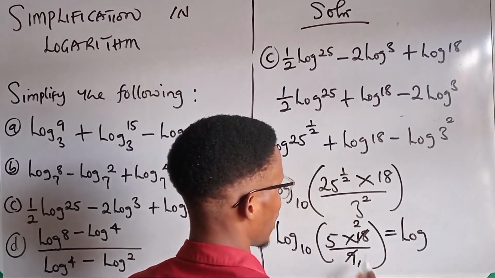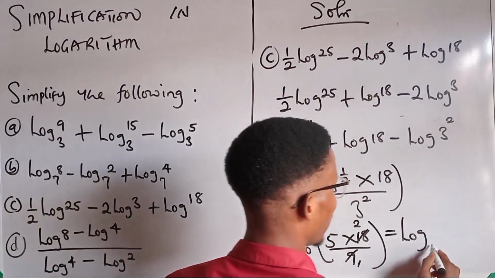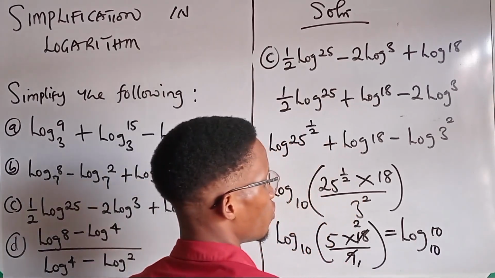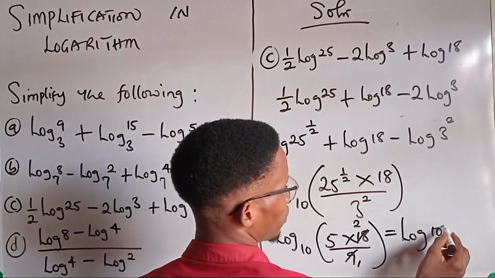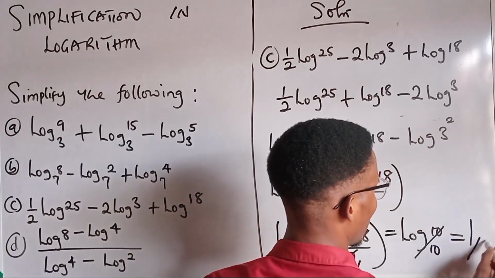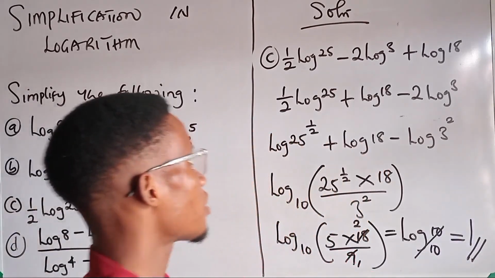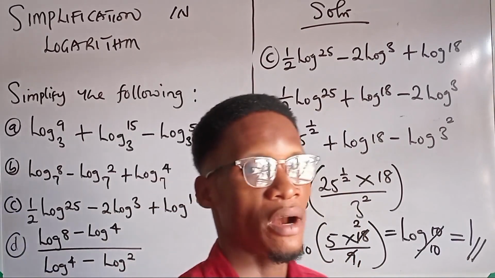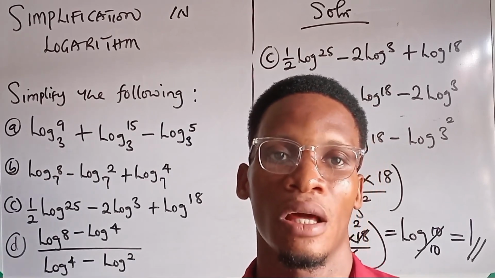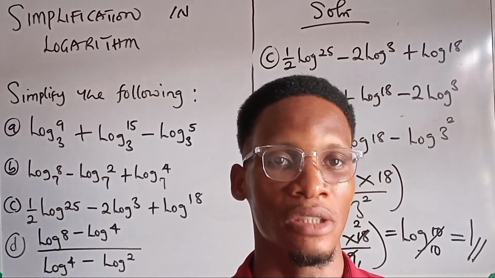5 times 2 is 10. So we're having log of base 10 here. Should now be 10. Then when you use this form, this can go. This is equal to 1 as your answer. That is the answer for this problem. All right, you can see how many laws of logarithm were applied in order to get that final answer. That's how you'll be checking.